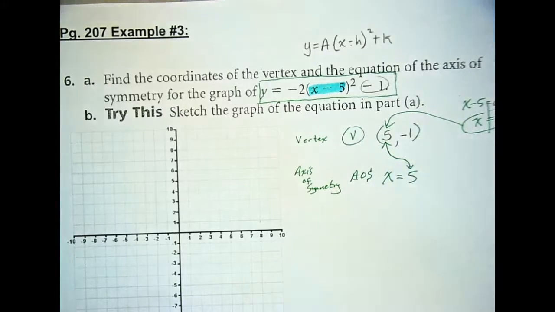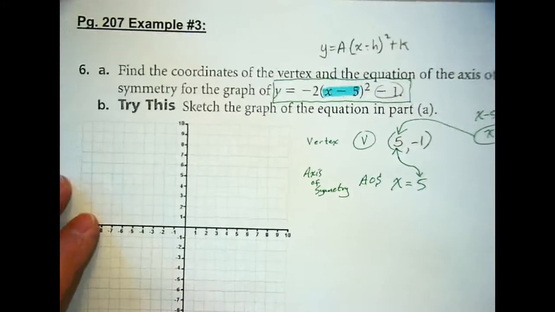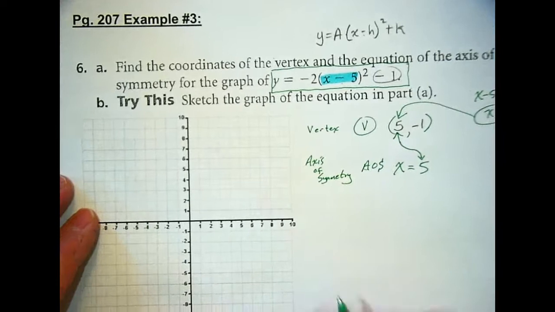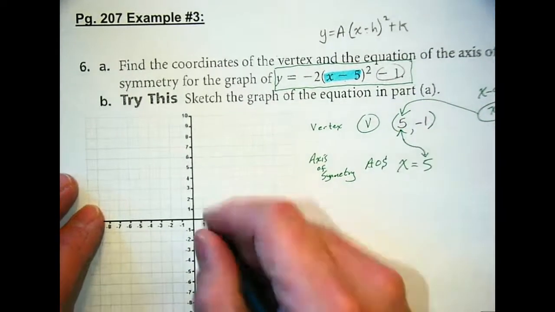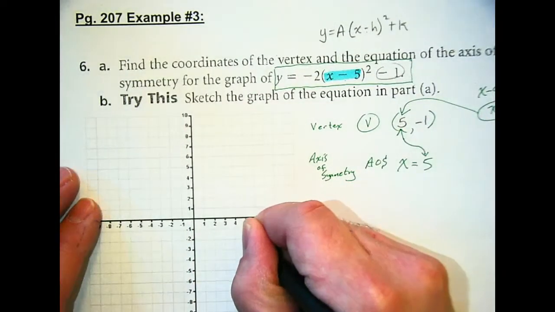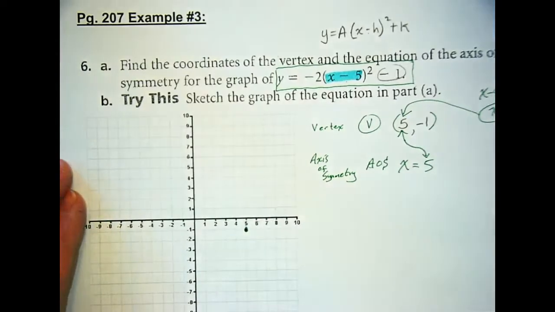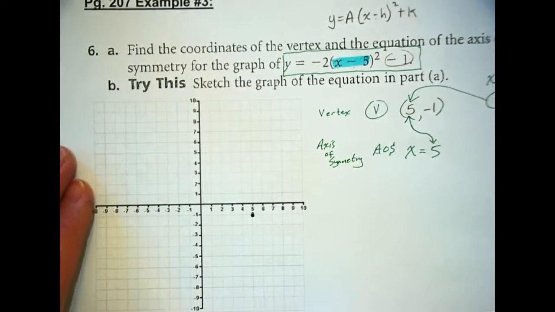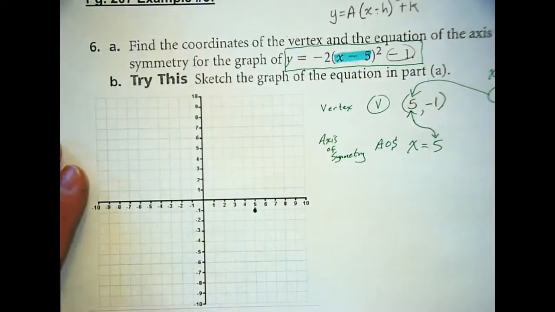Okay? So what we're going to do is we're going to plot it. 5, negative 1. We'll go to 5. We go down 1. Got it right there. Okay? And then from there, we need to calculate. I need to see at least 5 points when you're graphing.